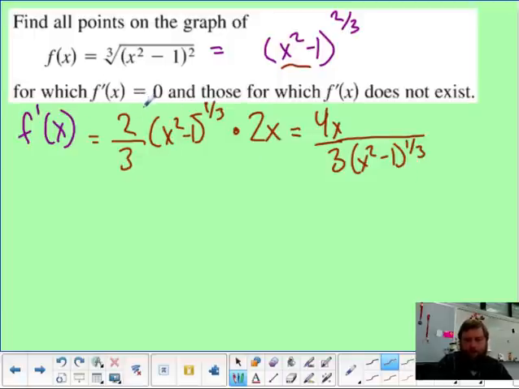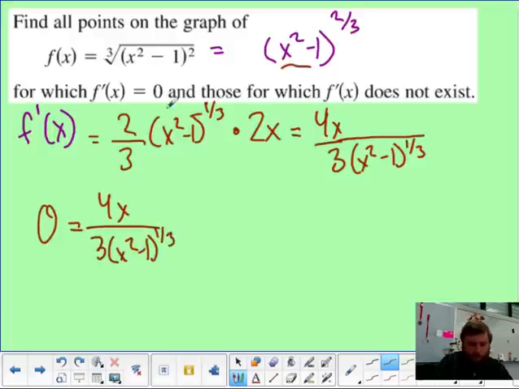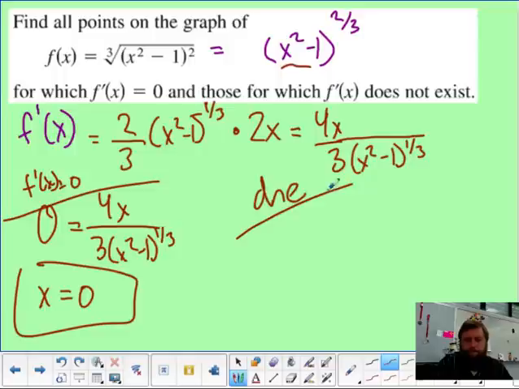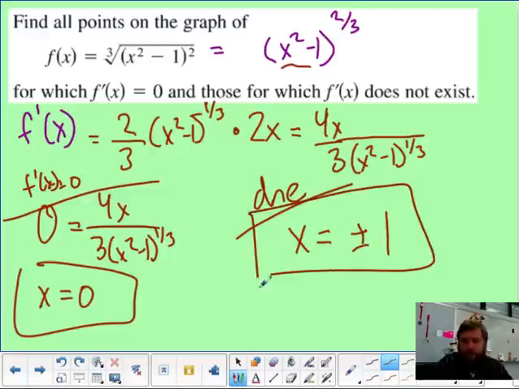But so I want to figure out when f prime of x equals 0. So I want to figure out when 0 equals 4x over 3 times x squared minus 1 to the 1/3 power. So when is that going to equal 0? That's going to equal 0 when your numerator equals 0, and that's going to be when x equals 0. And the denominator becomes some number. So that's f prime of x equals 0. That's that part. Now we'll do the does not exist part. So that's when this function does not exist, and that's when you divide by 0. That's going to happen whenever your x is plus or minus 1, because when you plug that in, you're going to have 3 times 0 to the 1/3 power. So can't divide by 0. So that's your answer for does not exist.